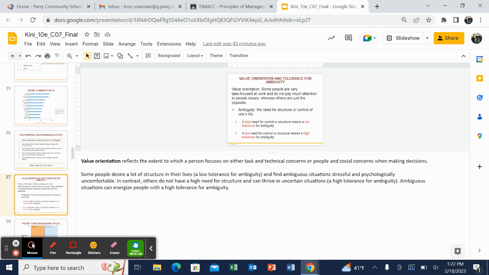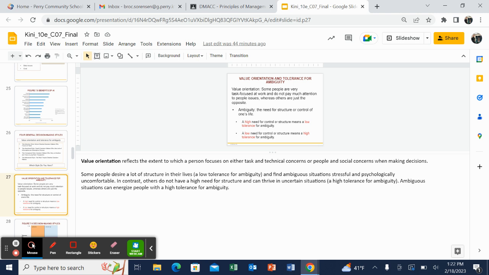One way to think about ambiguity is that term we call gray area, where there are some question marks and not necessarily a lot of control. If you're a person who has a high tolerance for gray area, that means you have a low need for control or structure. And businesses and people are different in how they act with those needs.